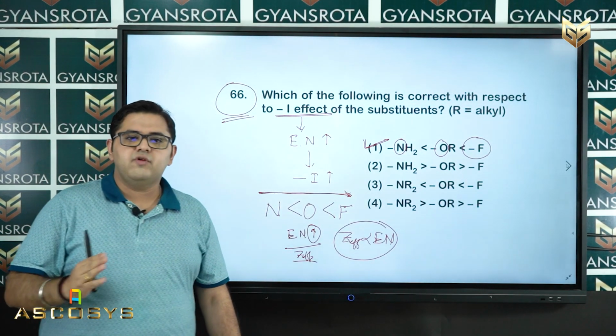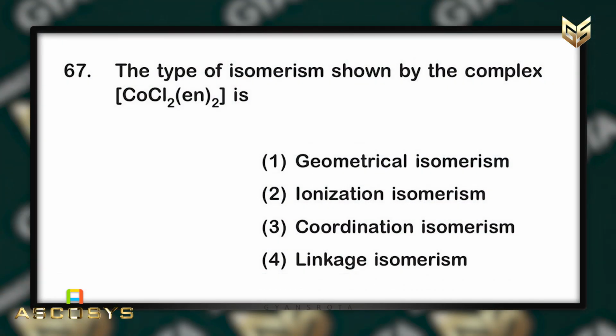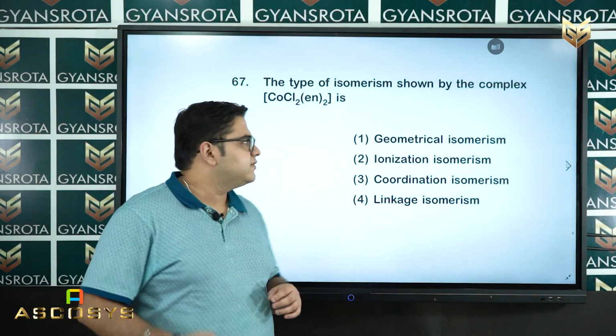Now we are moving to another question, that is question number 67. Question number 67 is on the screen. The type of isomerism shown by the given complex is. Now we are moving to the solution part.